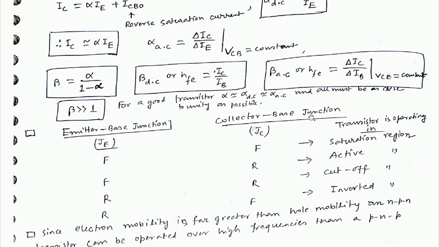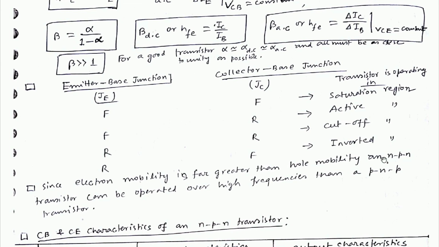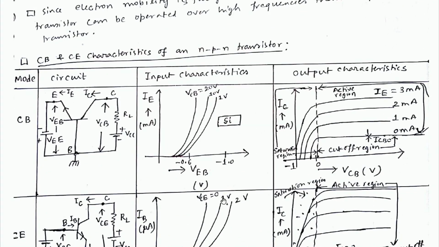Emitter based junction, collector based junction, forward, this is called saturation. Forward reverse is the active region, reverse is cutoff, and reverse forward is inverted. Since electron mobility is far greater than hole mobility, an NPN transistor can be operated over higher frequencies than PNP transistors.